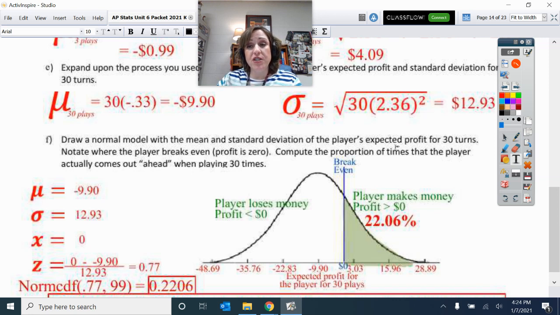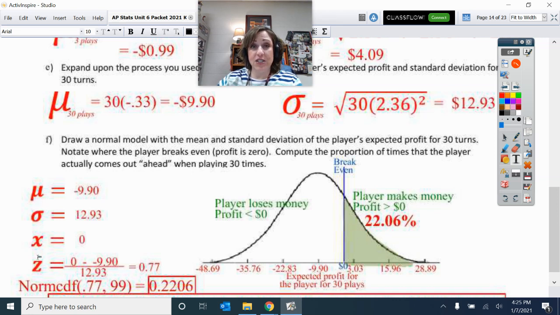Compute the proportion of times that the player actually comes out ahead when playing 30 times. Okay, so say you go in each day and play 30 plays a day, then how many days are you going to come out ahead? So I had to notate, okay, where is the ahead? Well, of course, that's to the right of this breaking even. So to the right, that is the part that's greater than 0. So then I want to find out how much area I have shaded here in green.